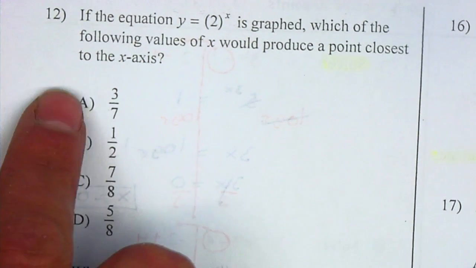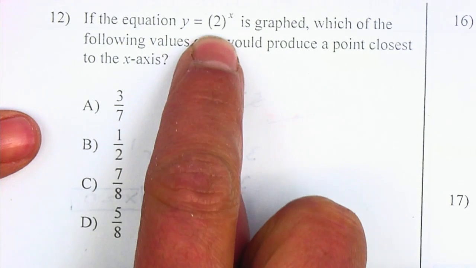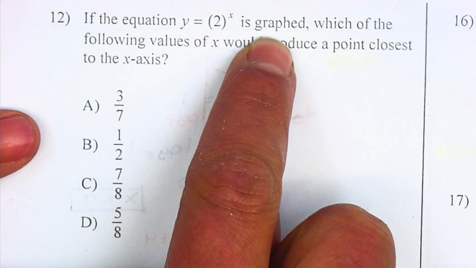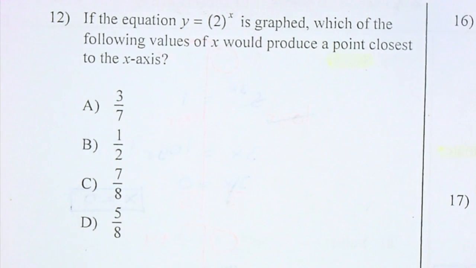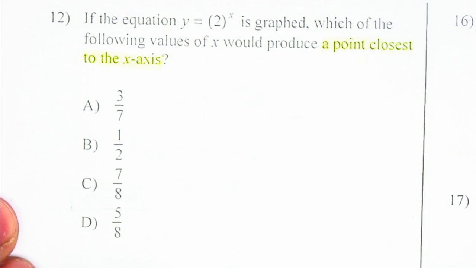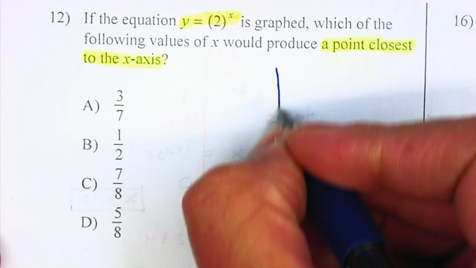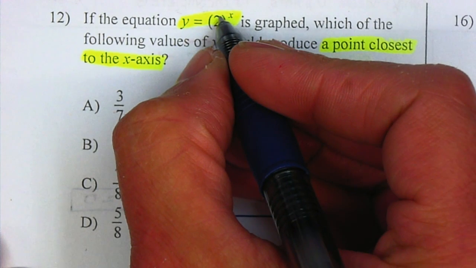On problem number 4, it says, if the equation y is equal to 2 to the power of x is graphed, which of the following values of x will produce a point closest to the x-axis? Now, first, you need to determine if this is an exponential growth or an exponential decay. This is bigger than 1, therefore it's going to be a growth.